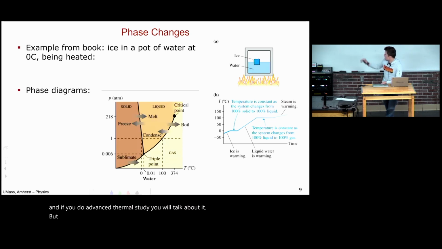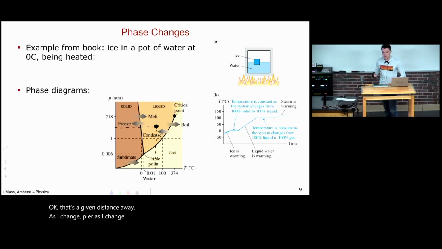But for us, it's just going to be a plot of, at a given P value, so that's a given height, and a given temperature, that's a given distance away. As I change P or as I change T, what phase will I go from and to?